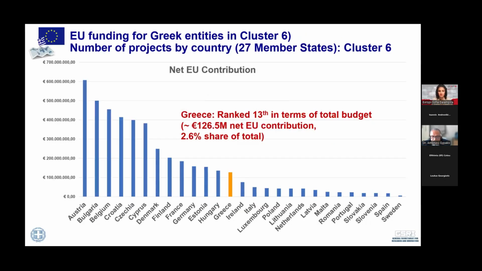In terms of Cluster 6 rankings, Greece holds the 12th position for the number of projects. Notably, we are leading as coordinators in 21 of these projects, which is a vital indicator of our leadership in these scientific fields. In terms of total budget secured within Cluster 6, we rank 13th.